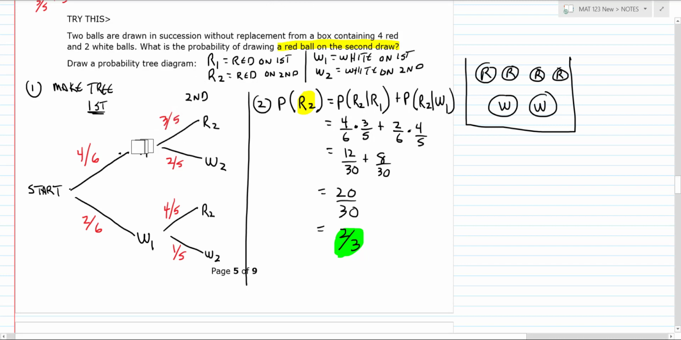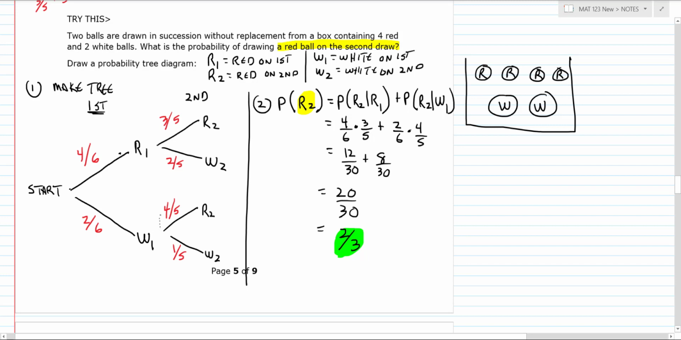Then it goes like this. We branch out to a red on the second, white on the second. So if we already got a red on the first draw and we don't put it back in, then we're down to this. Now the probability would be 3 red out of 5. The probability of white would be 2 white out of 5. So 3/5 and 2/5 is what you get there. Okay. Remember, you take out the red like that, and then you redraw, but you don't put it back in.